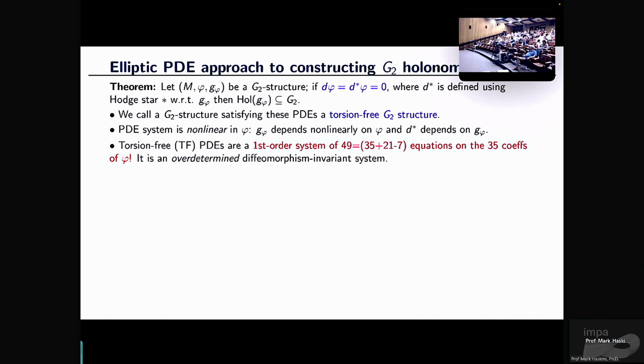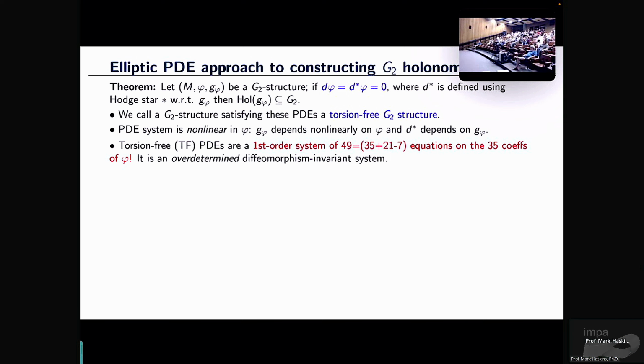You can talk about the torsion of your G structure, and this really is the torsion of it vanishing. And of course, we notice that this is a nonlinear PDE system, because g_phi depends nonlinearly on phi, and then d star depends on the Hodge star, which depends on g_phi. And if we just look at these equations, then we see that these torsion-free PDEs form a first-order system.